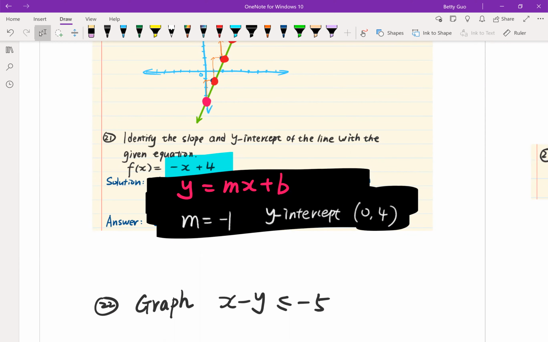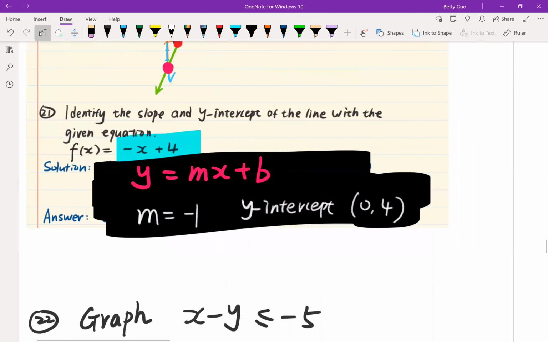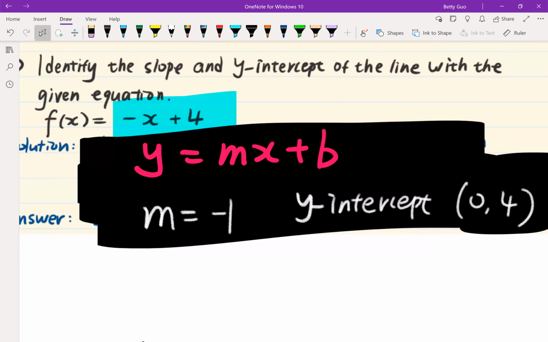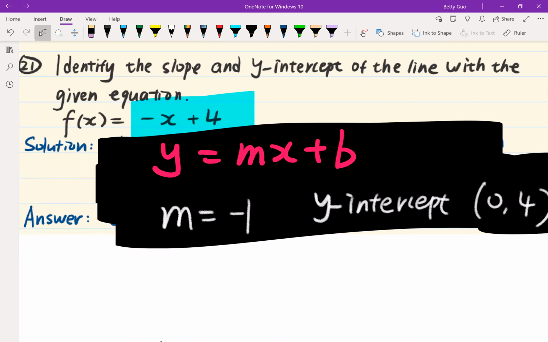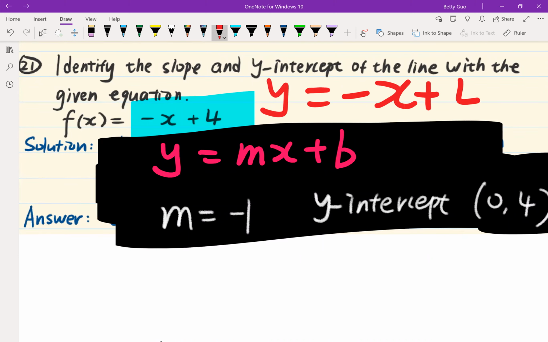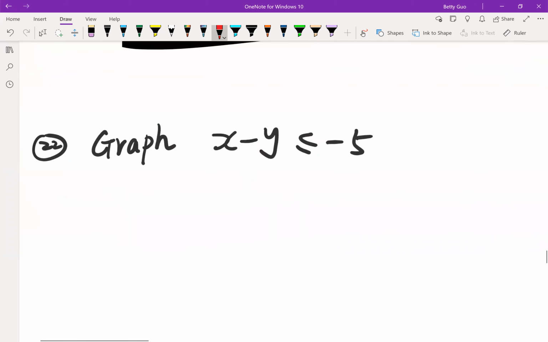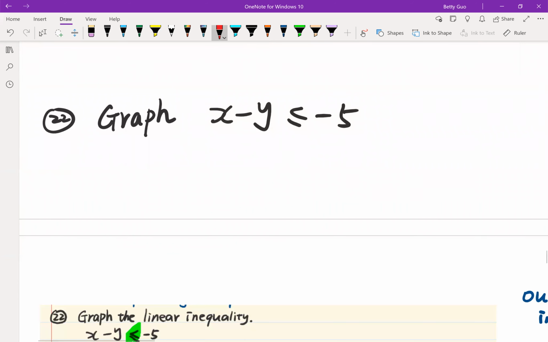Number 21. Identify the slope and the y-intercept. This one is easy. The equation is y equals negative x plus 4. Tell me what's the slope? What's the y-intercept? Is that doable? It's just the definition of slope intercept form. Very straightforward.